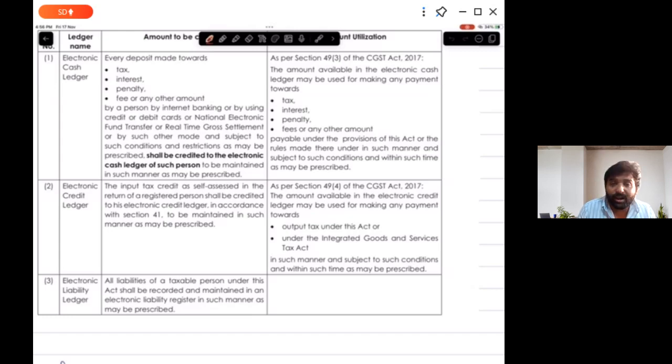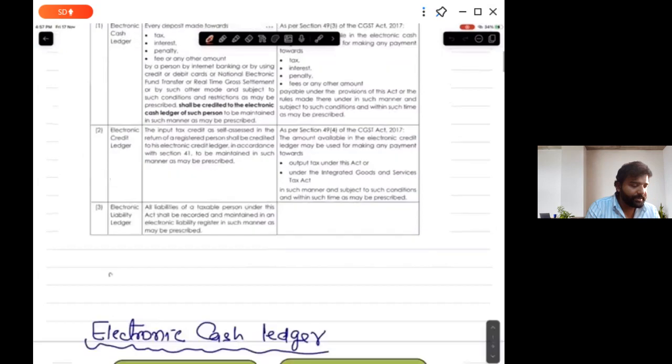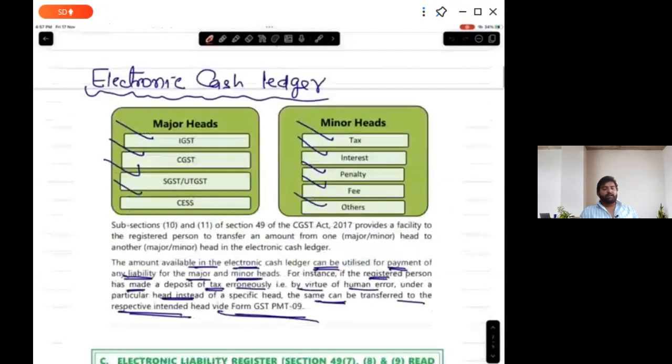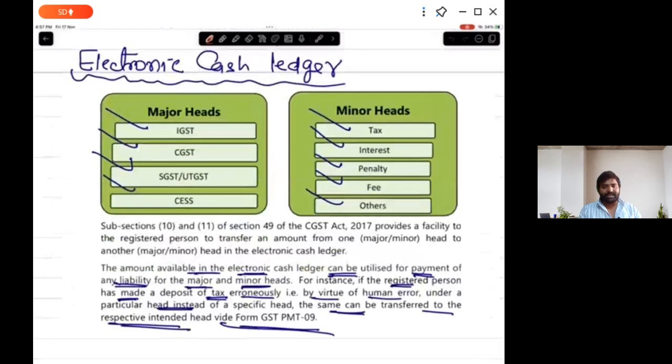They will not allow you to deposit your late fee using your credit. You can't do that. You need to use only the cash ledger to deposit your tax, interest, and penalties. That is again very important to understand. Another important point, sir, there are 4 major and 5 minor heads of the cash ledger.